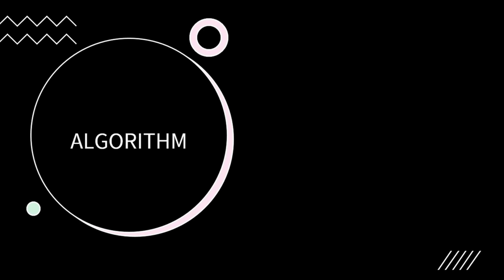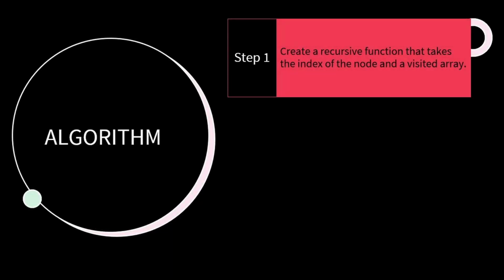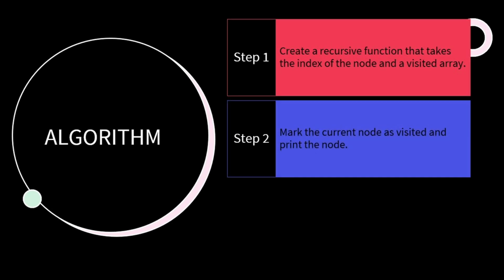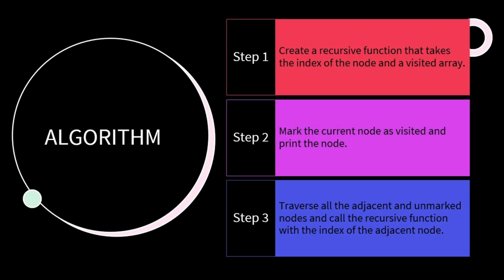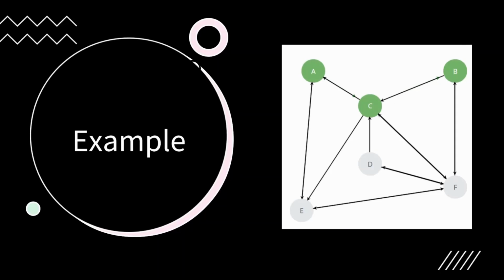Now we will see the algorithm for depth first traversal. Step 1. Create a recursive function that takes the index of the node and a visited array. Step 2. Mark the current node as visited and print the node. Step 3. Traverse all the adjacent and unmarked nodes and call the recursive function with the index of the adjacent node. So now let us take a look at an example of depth first traversal in a directed graph.